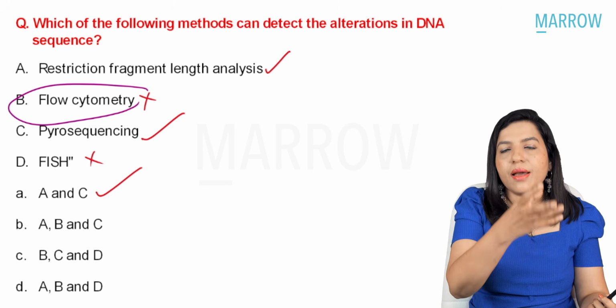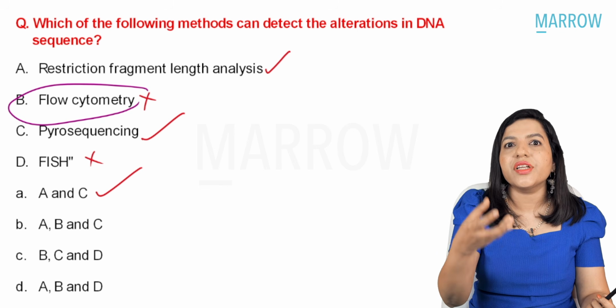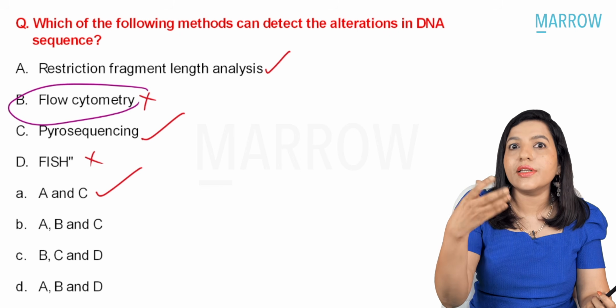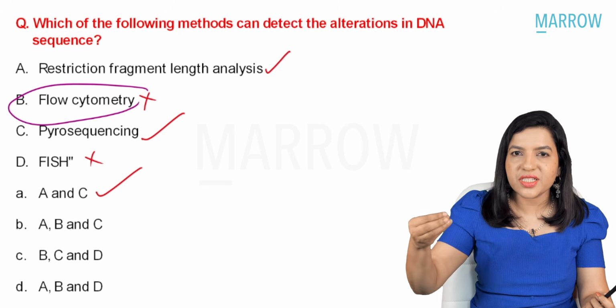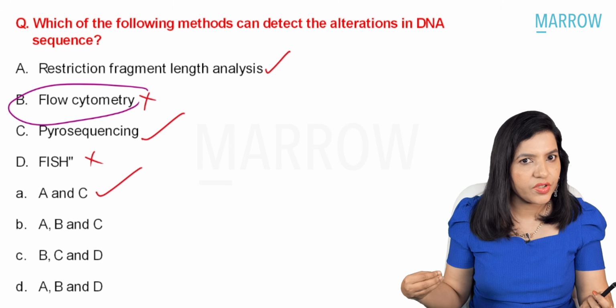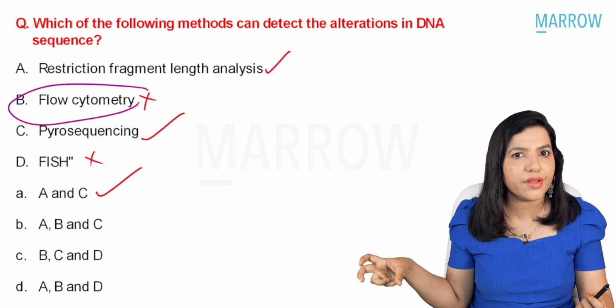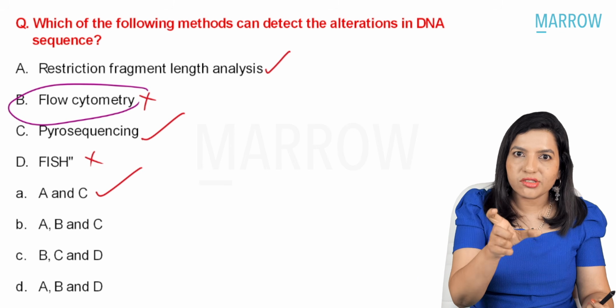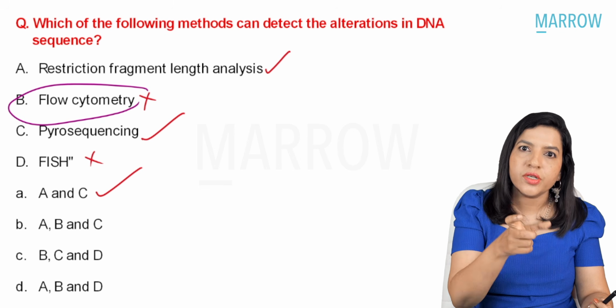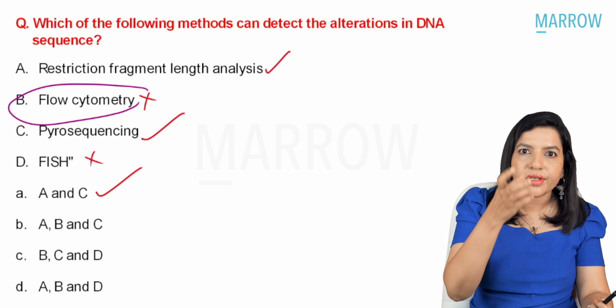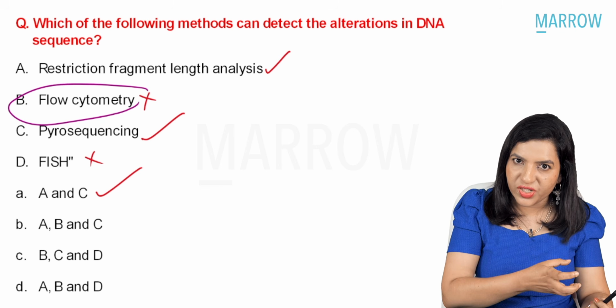For example, amplification: the recombinant DNA technology and DNA cloning, it's an amplification. PCR comes under amplification, and you write the different variants of PCR. Then hybridization: blotting technique, FISH, then microarray technique. These are all hybridization techniques.